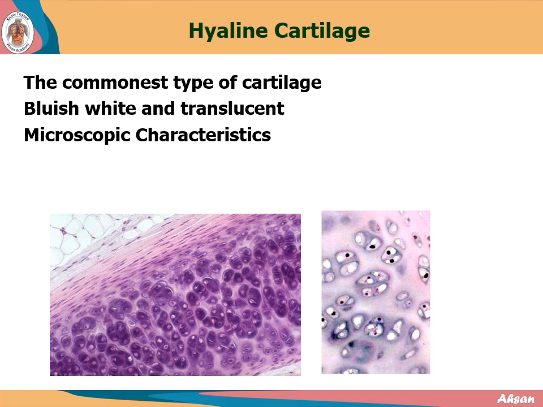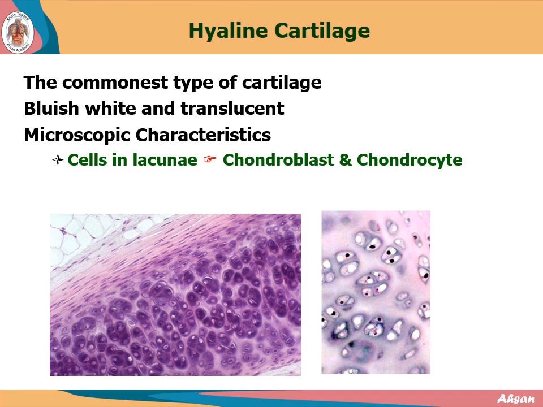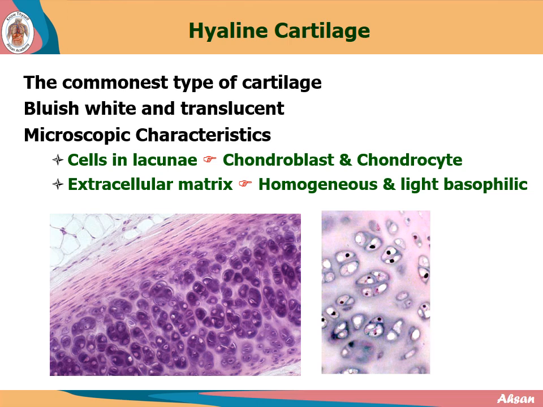The microscopic structure shows, as usual, cells and extracellular matrix, and the cells are actually chondroblasts and chondrocytes. Same thing, the chondroblasts lie peripherally and the chondrocytes occupy the central part, remaining in the lacuna. Chondrocytes are present in larger lacunae containing more cells, but chondroblasts are single cells in each lacuna. The extracellular matrix is homogeneous in hyaline cartilage and light basophilic. These are the characteristics of hyaline cartilage.